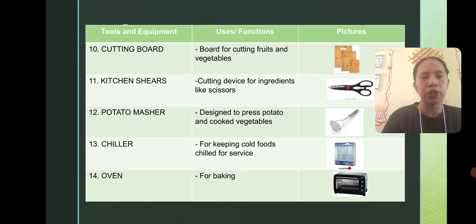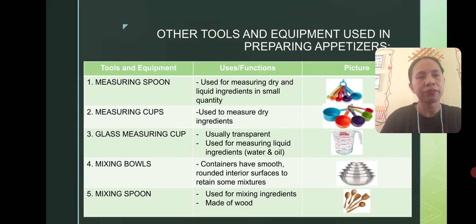Next is the kitchen shears, a cutting device for ingredients, like scissors. Potato masher, designed to press potato and cooked vegetables. Chiller is an example of an equipment and is used for keeping cold foods chilled for service. And oven, used for baking.